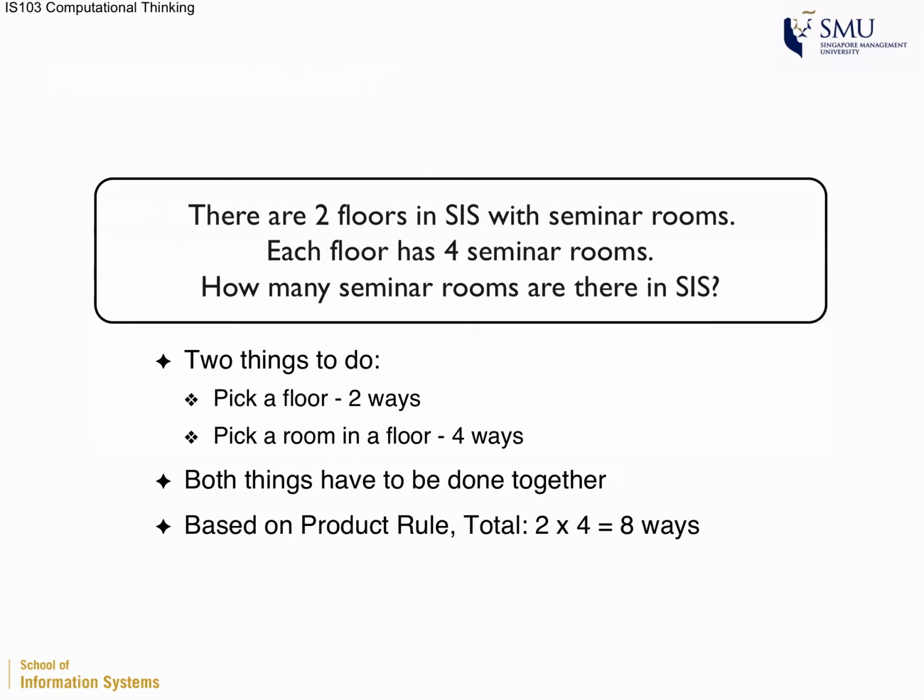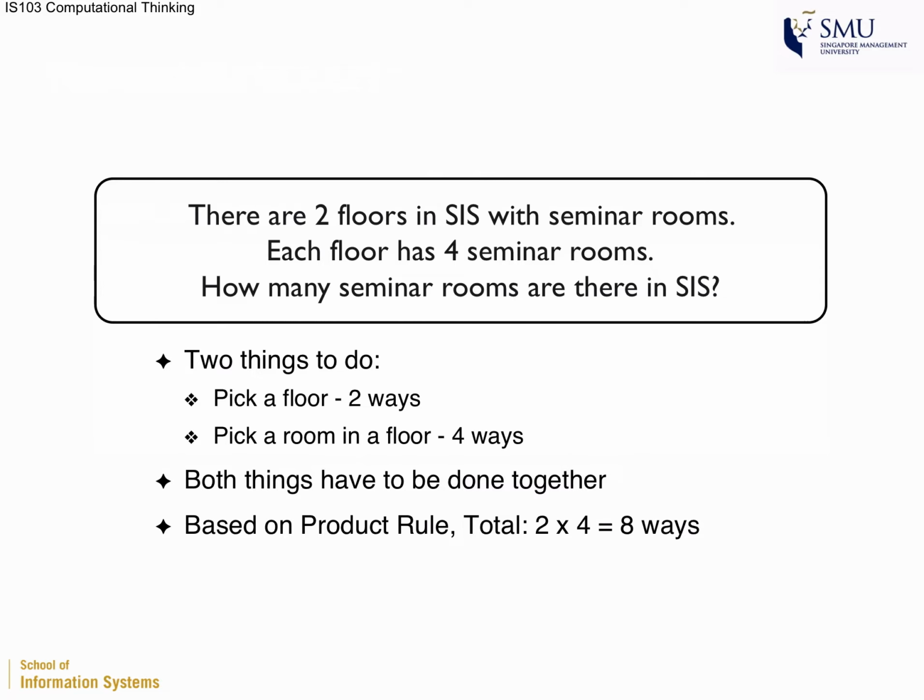SIS has 2 floors with seminar rooms, and each floor has 4 seminar rooms. Now, how many seminar rooms are there in SIS? We can think of this in terms of doing 2 things. One thing that we need to do is to pick a floor, and there are 2 choices here. The other thing we need to do is to pick a room within a floor, of which in this case there are 4 choices. So for us to identify a specific room on a specific floor, we need to pick both a floor and a room, and in that case there are going to be 2 times 4 equals 8 ways of finding a seminar room.